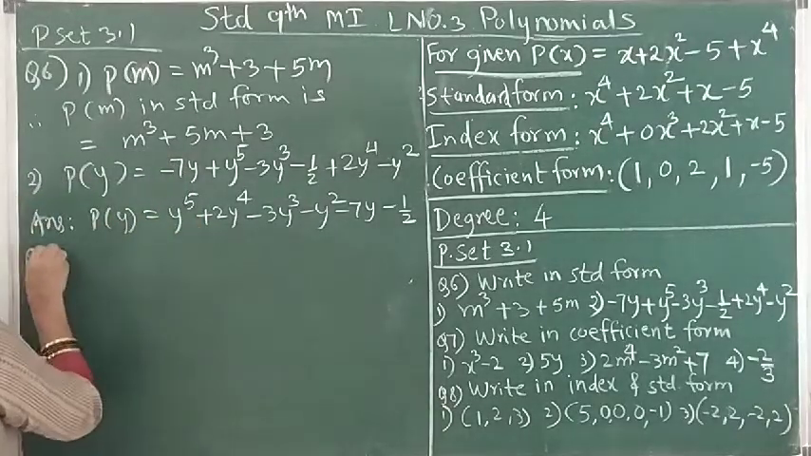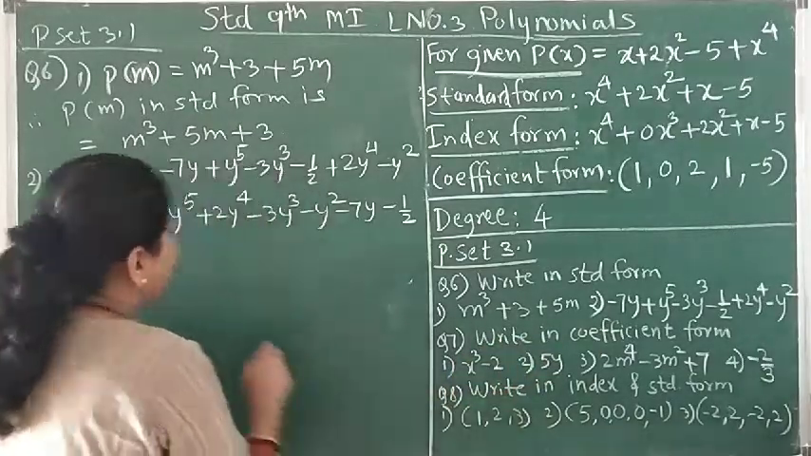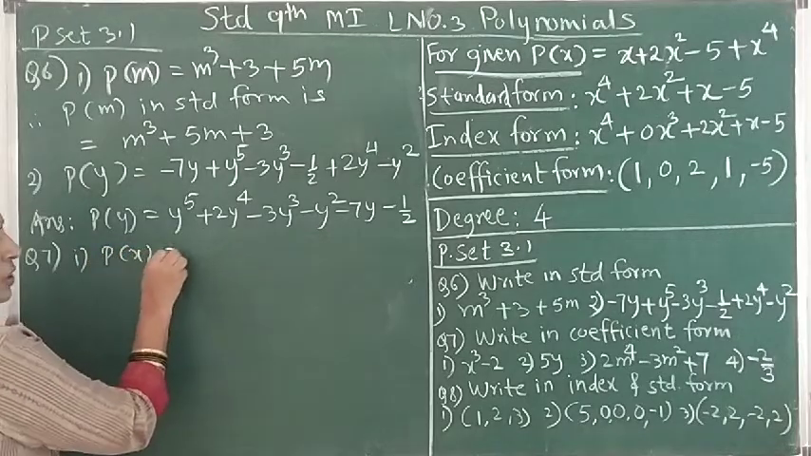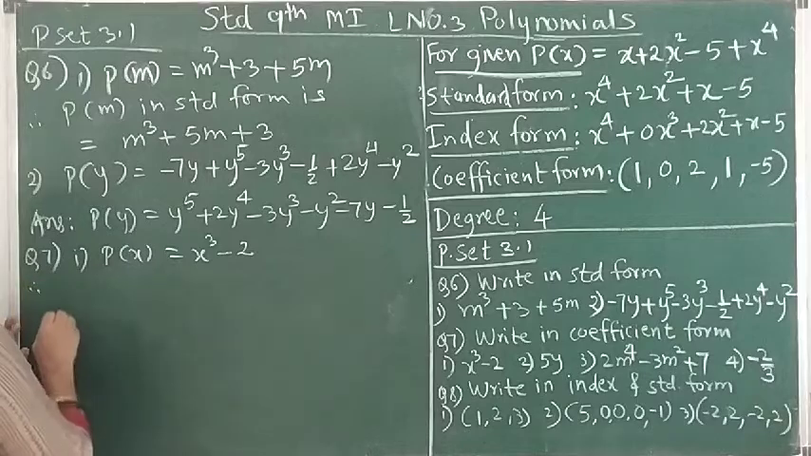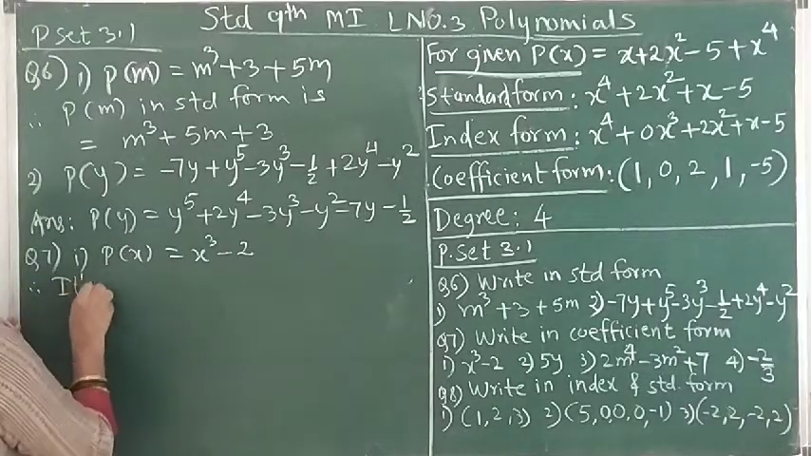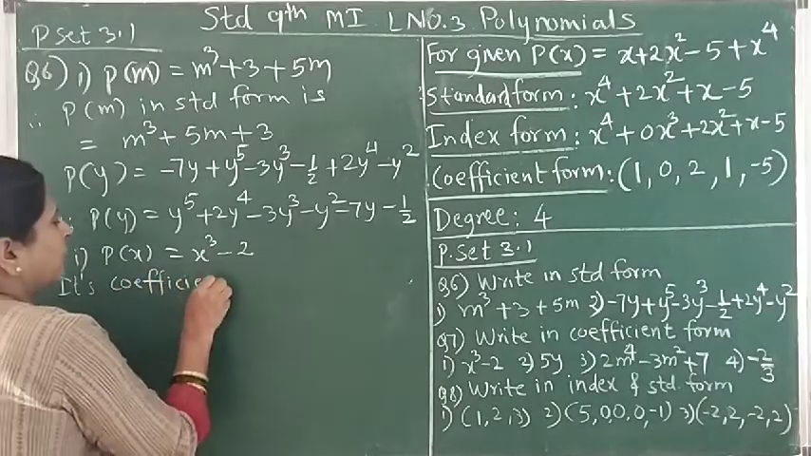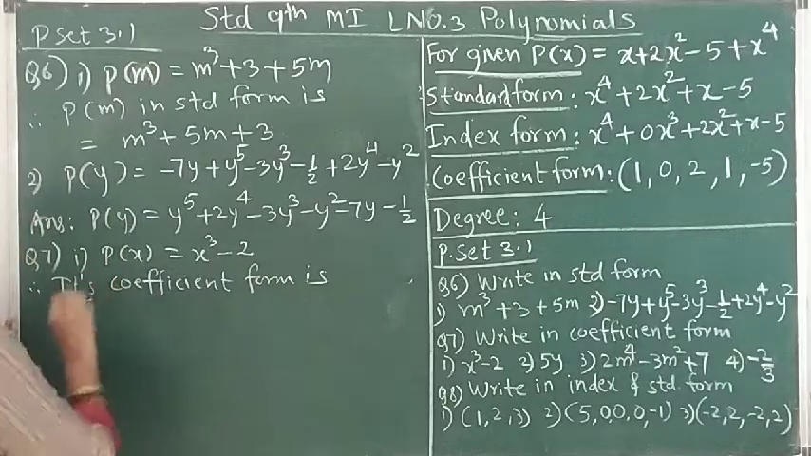Now let's come to question number 7. In question number 7, we have to write it in the coefficient form. The polynomial in x is given to us: x cube minus 2. To write it in the coefficient form, we write it in brackets.